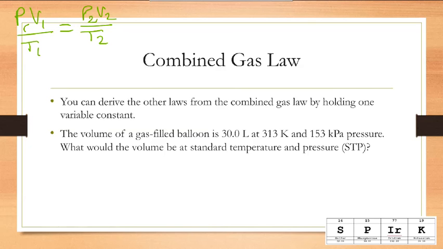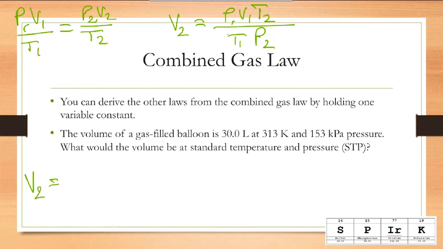So let's do some algebra. V2 equals P1 V1 times T2, because we have to multiply it over to the other side. And on the bottom, we have T1 times P2. So that's our rearrangement. That's usually the trickiest part about these problems, just rearranging them. And now we have all these pieces of information, so we can just plug and chug.